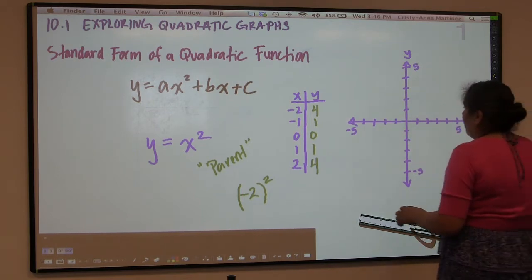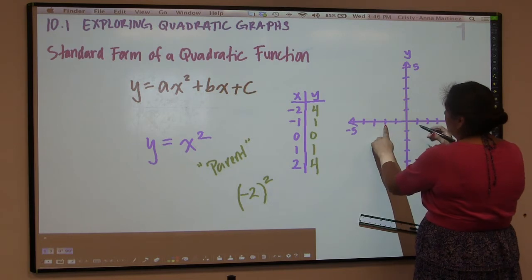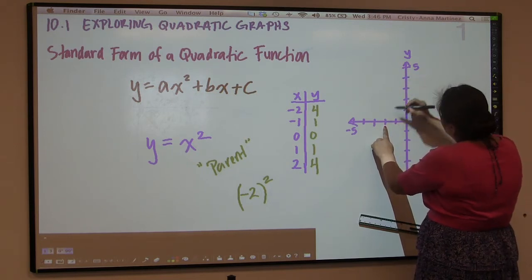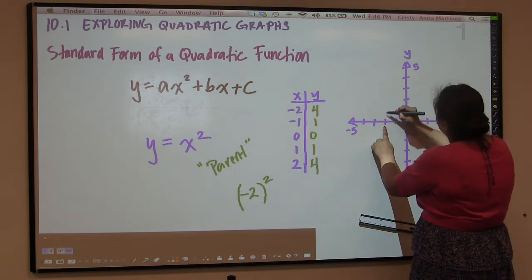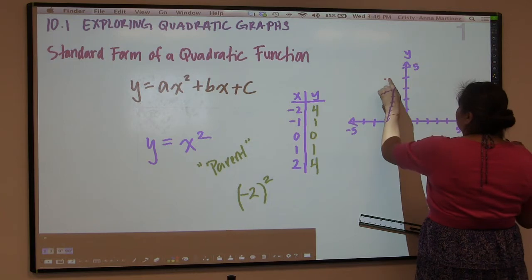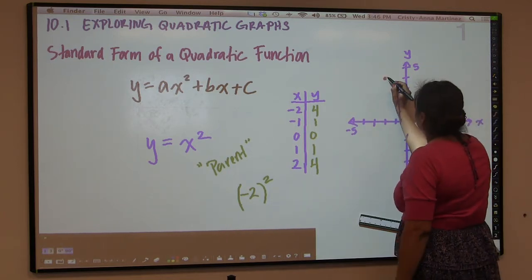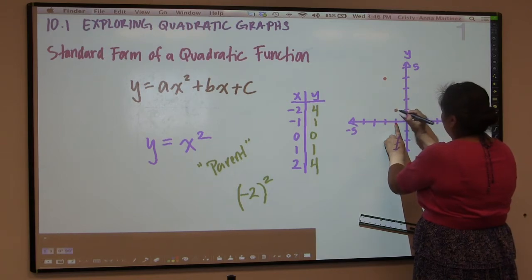So anyway, -2, 4 is going to be -1, -2. +4 is 1, 2, 3, 4. So basically, it's going to be right about there. So I put my little dot right about there. That's -2, 1, 2, 3, 4. So I'll put a little dot there. And then -1, 1 is going to be right about here.